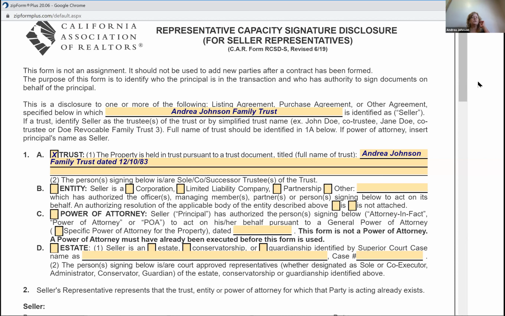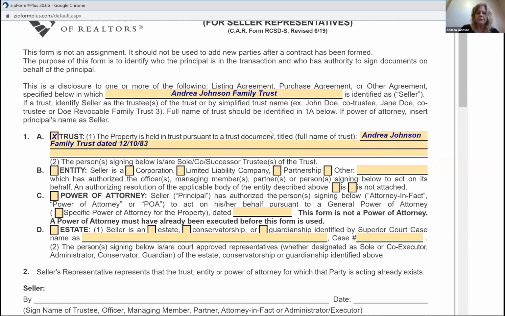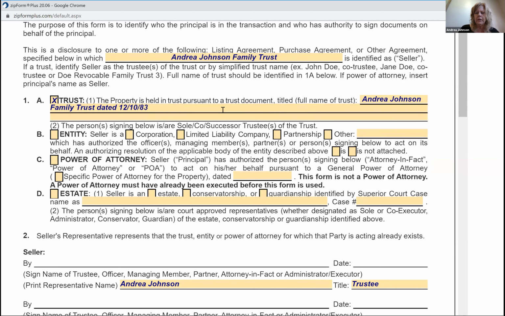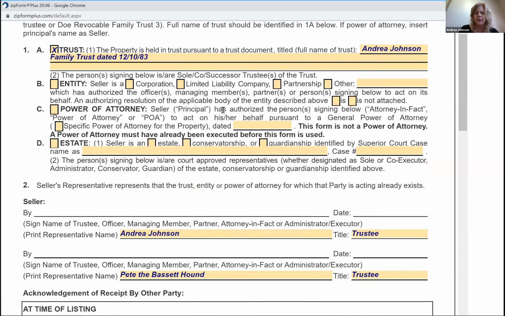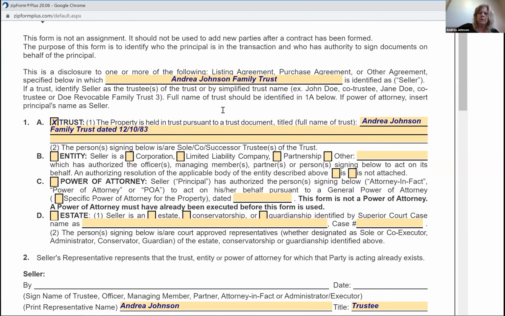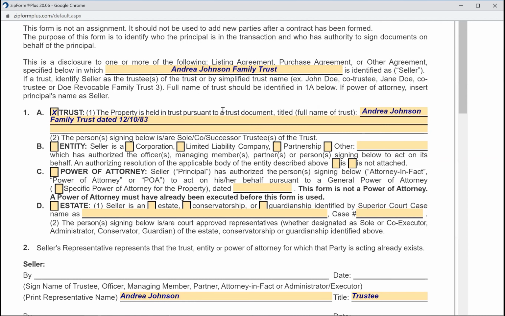Okay. It's not an assignment. You're not assigning the contract. You're just saying that the seller is who holds the property. And in this case, it's the family trust. So that is the seller. This is the formal name of the trust. And then these are the trustees authorized to sign on behalf of the trust. I hope that helps. Are we ready to move along? I believe so. I don't see any other questions.